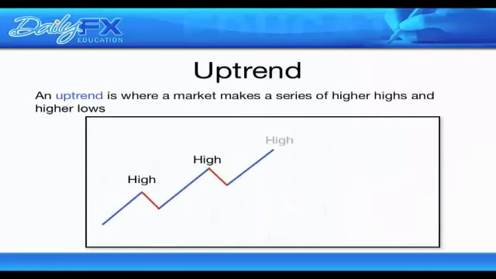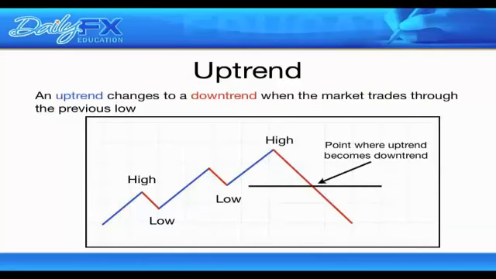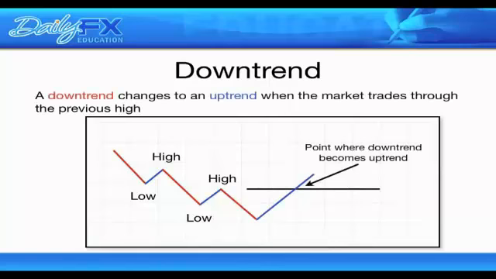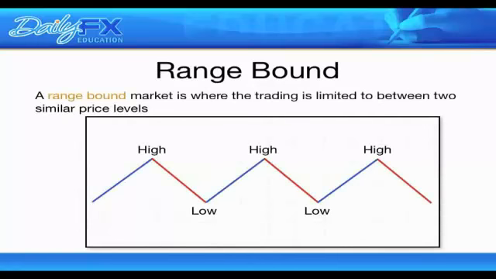Here's a simple but effective way to identify the trend of the market. An uptrend is where a market makes a series of higher highs and higher lows. And an uptrend changes to a downtrend when the market trades through the previous low. A downtrend is where a market makes a series of lower highs and lower lows. And a downtrend changes to an uptrend when the market trades through the previous high. A range-bound market is where trading is limited to between 2 similar price levels. These are our 3 major market conditions: an uptrend, a downtrend, and a range-bound market.